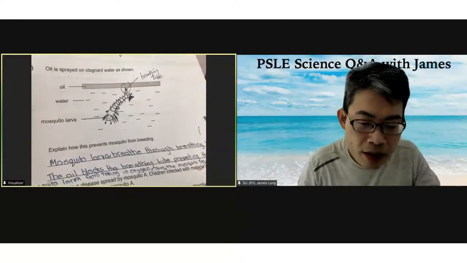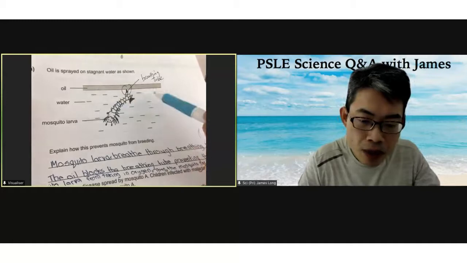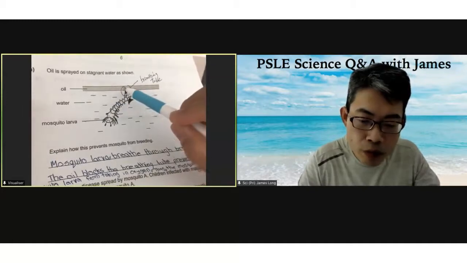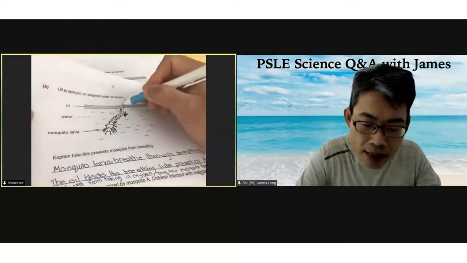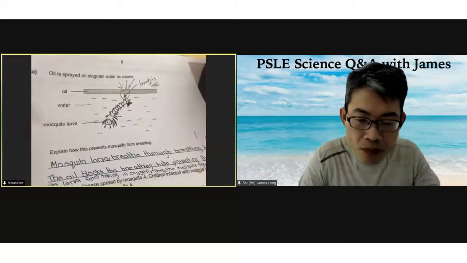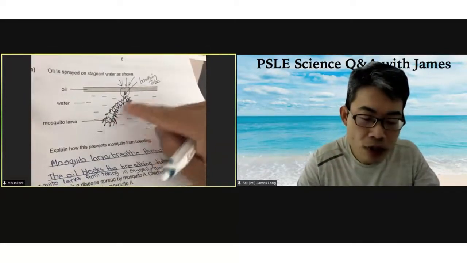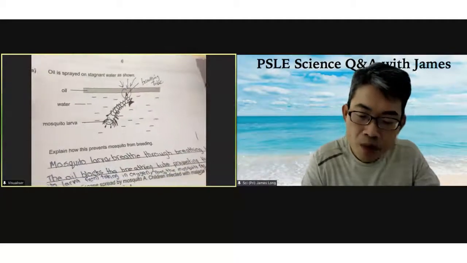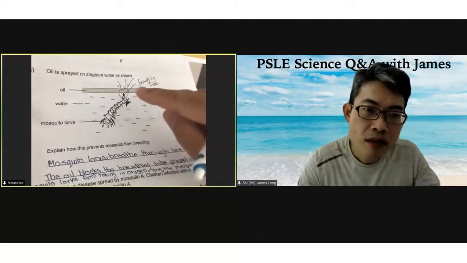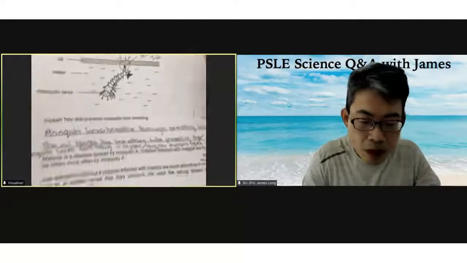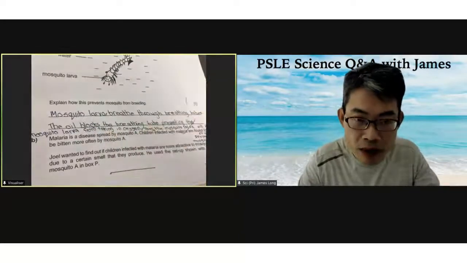The problem here right now is when we put a layer of oil on top, that oil will block this breathing tube. So air cannot enter it. And this poor fella here, sorry, I don't like mosquitoes, they are pests. They will then die. Okay, that's the first part.